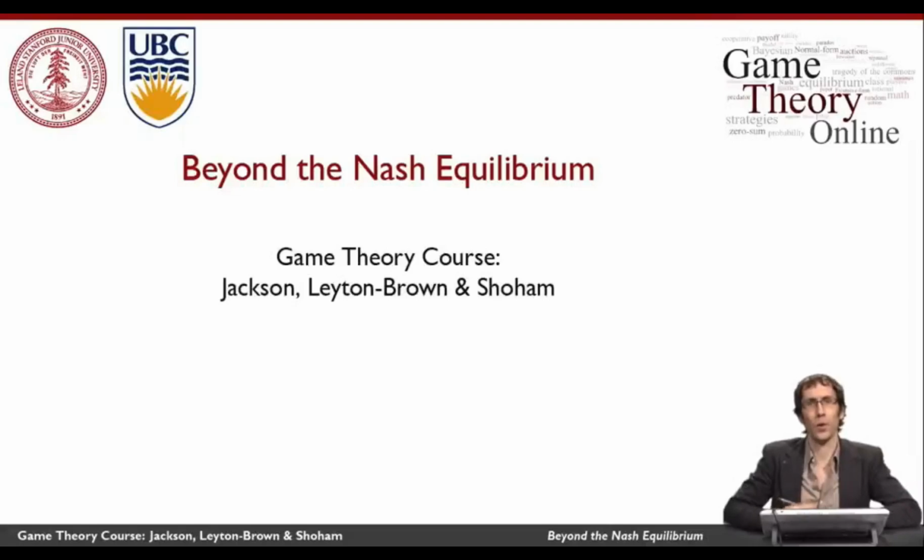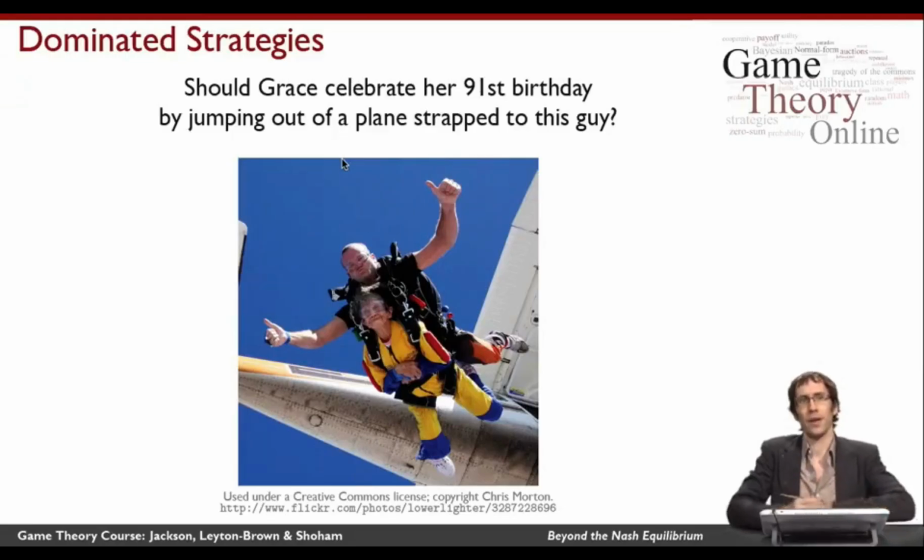In this video, we're going to look at some additional solution concepts other than the Nash equilibrium. So these are different ways of talking about which outcomes of a game make sense from a game theoretic perspective. First of all, I want to talk about a solution concept called iterated removal of dominated strategies.